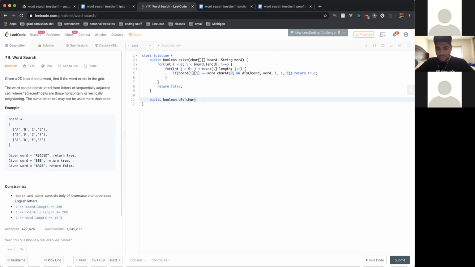As I said earlier, we're going to take in the original board, the original word, the i index, the j index, and I'm going to call this index "of" or something like that. Remember, this represents the index that we're currently searching for in word, like the character at index of in word. So the first thing we need to do is check for the exit case, right?